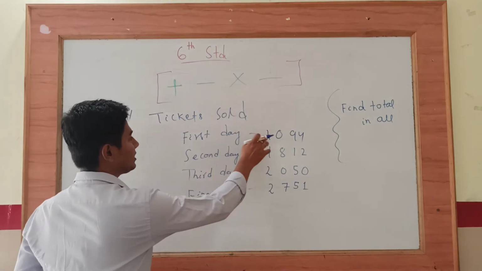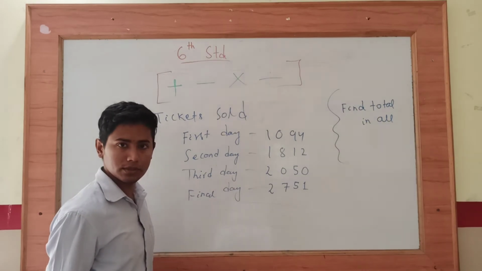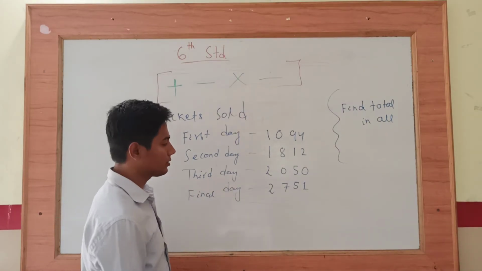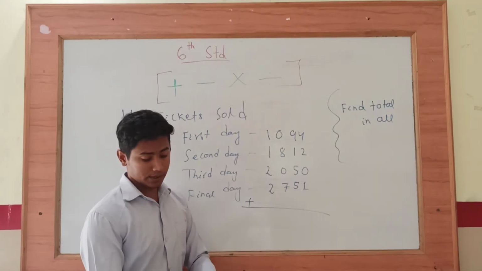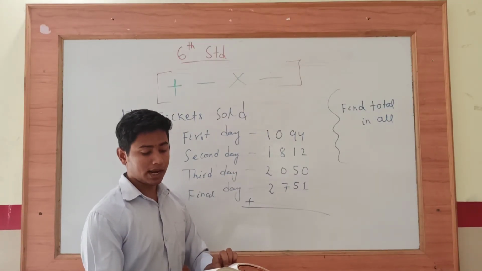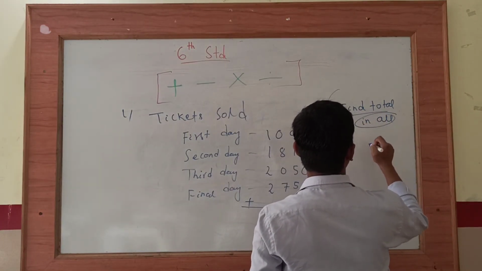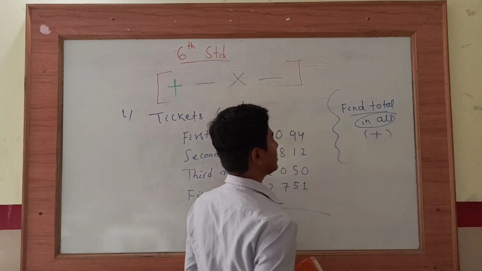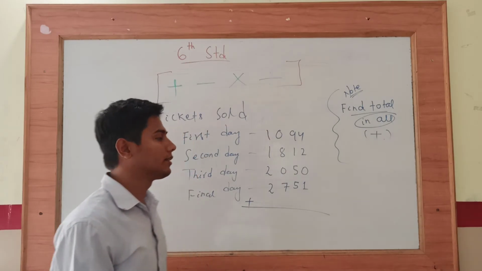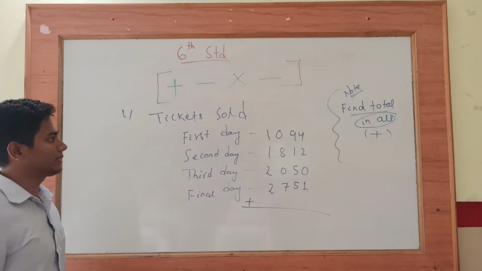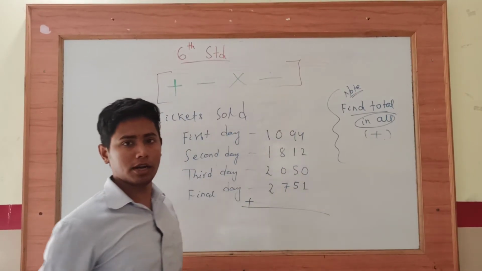So now the question asks to find all the tickets sold: first day tickets sold, second day, third day, and final day. To find the total, what do you do? Addition. So when the question says find the total, in all, that time you do addition. Note this down. This is one trick. Now everyone confirm, we add all these four numbers.